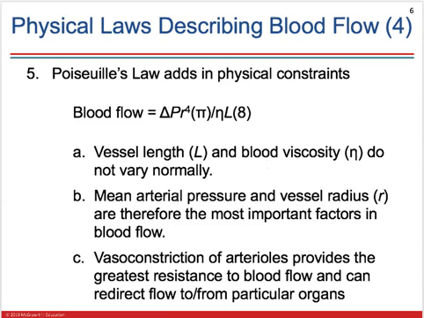So it's mean arterial blood pressure, this P right here, and vessel radius, that's the most important part of regulating blood flow because, well, the rest of these things just don't change very much. Blood pressure changes, and also then the resistance, the radius of the blood vessels, can change quite dynamically.